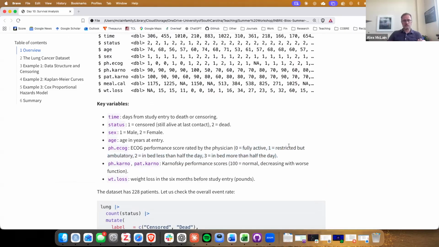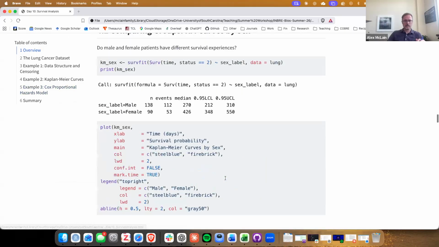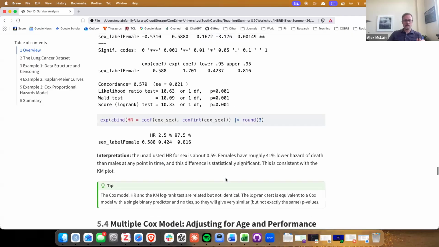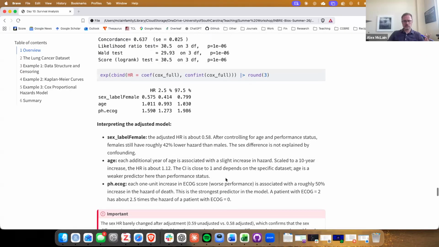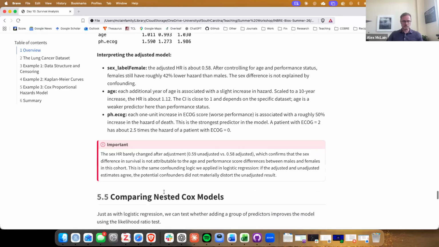Going from fully active to restricted, that's a 1 unit change. And here we see there's a 60% increase in the hazard for death, the risk for death. Because you could have a 2 unit increase, going from fully active all the way down to in bed but ambulatory, and then the hazard ratio is about 2.5 times. So this is a very strong predictor in this particular assumption.